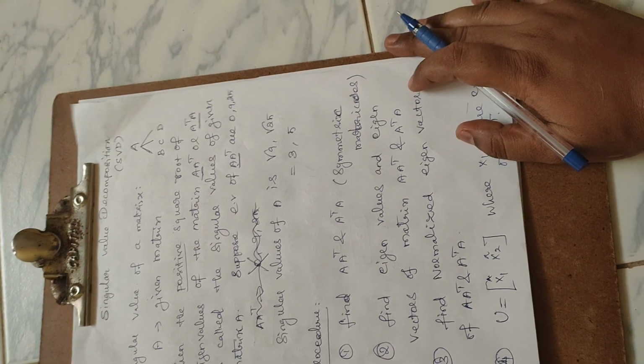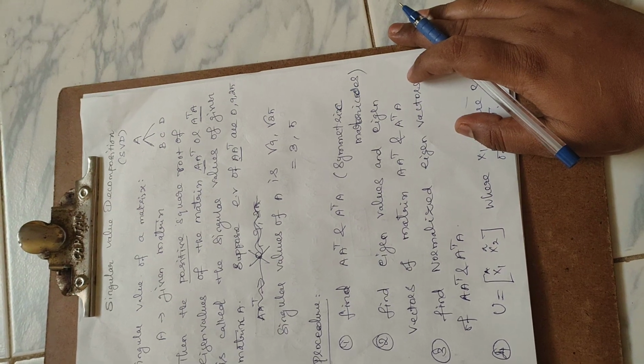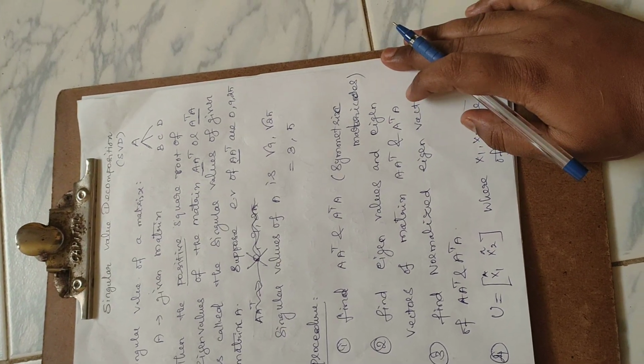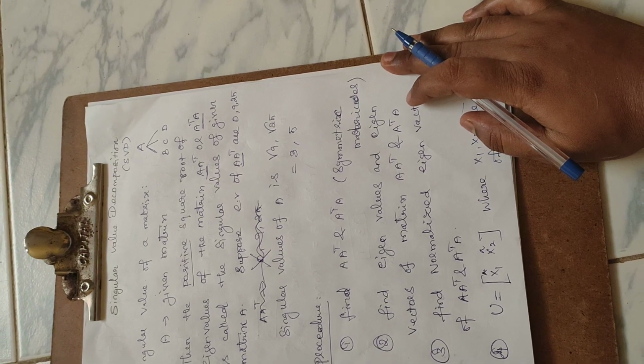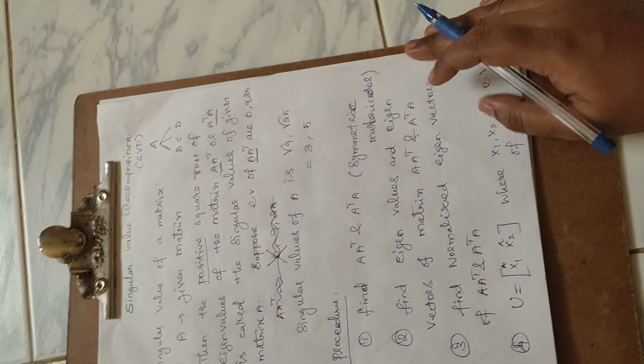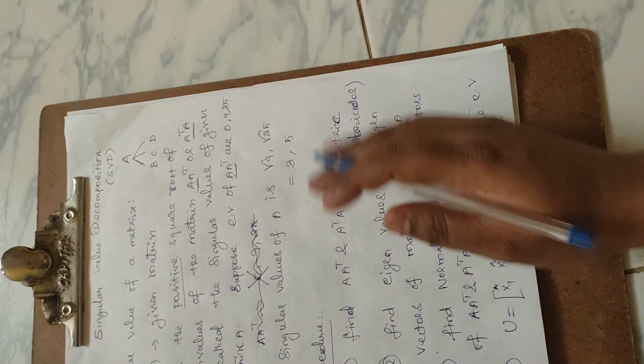For a given image, we can find 3 different layers, that is RGB layers. Using this decomposition, you can go through the image processing lectures and you can get an idea about this. Then next one, what is the procedure to find the three matrices?